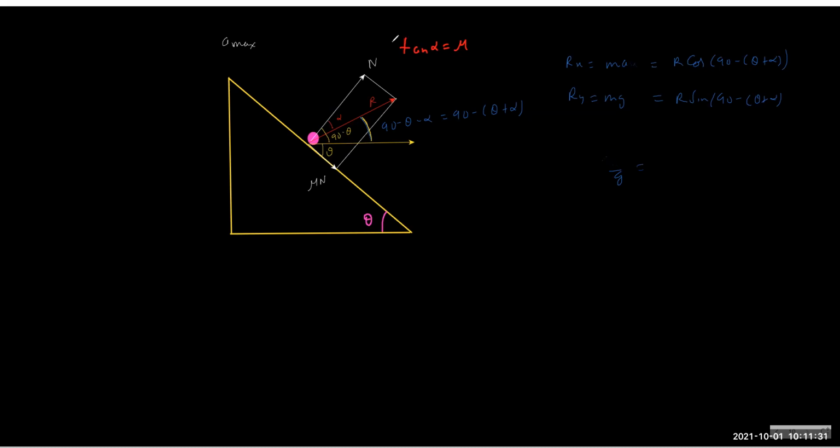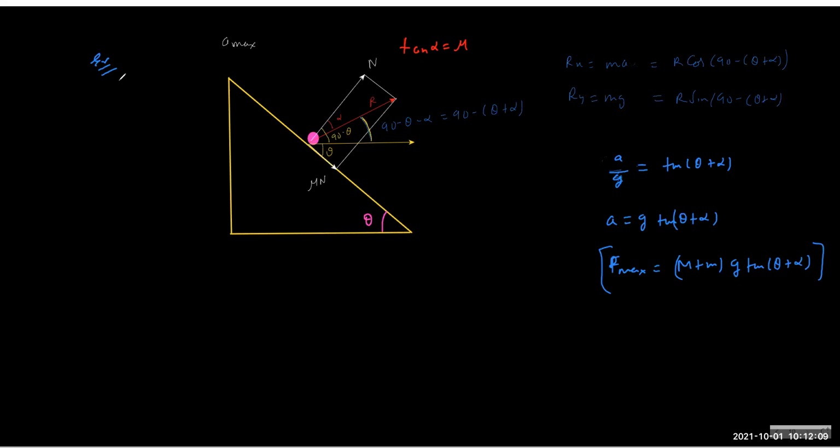So now we can write something here. A by G turns out to be how much? It's cos(90 minus theta), which is sin theta. So I can just write this becomes in fact tan(theta plus alpha). That's the only difference. So A becomes G tan(theta plus alpha). And then we know the answer is, if max is capital M plus small m into G tan. So now the expansion will give you the desired answer. Anyway, we are done with this problem.